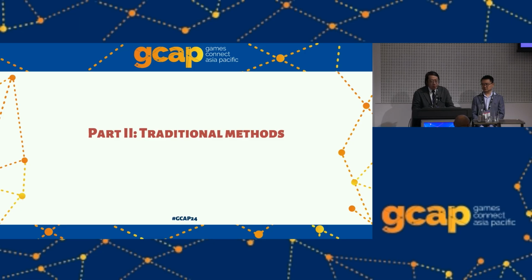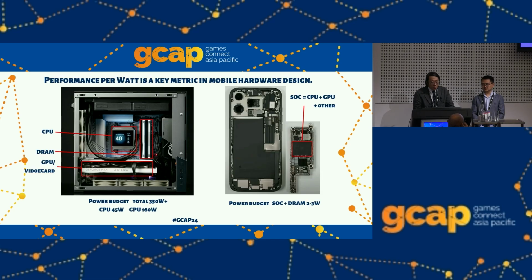Rendering optimization is very important, so what are the common methods we use? Let's take a look at the difference between mobile devices and PC. In a PC, the CPU and the GPU are mounted on the motherboard and powered by a 400-watt supply with a dedicated cooling system. In contrast, mobile devices, due to energy efficiency considerations, integrate the CPU, GPU, and other modules in a SoC, system on chip, and operate with a power budget of only 2 to 3 watts.